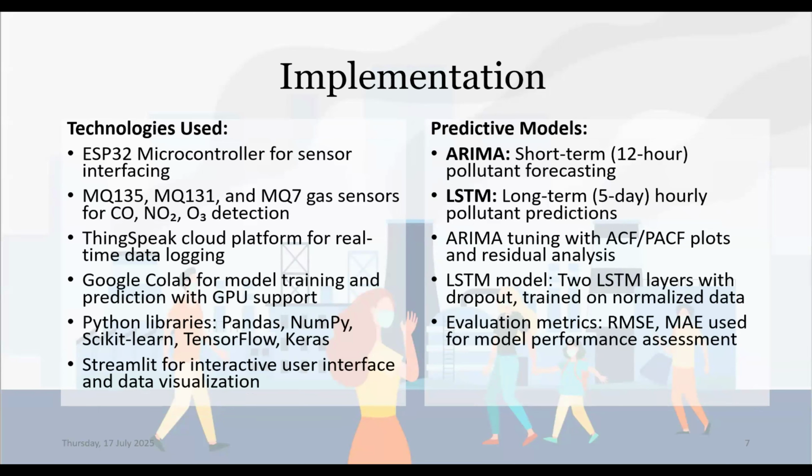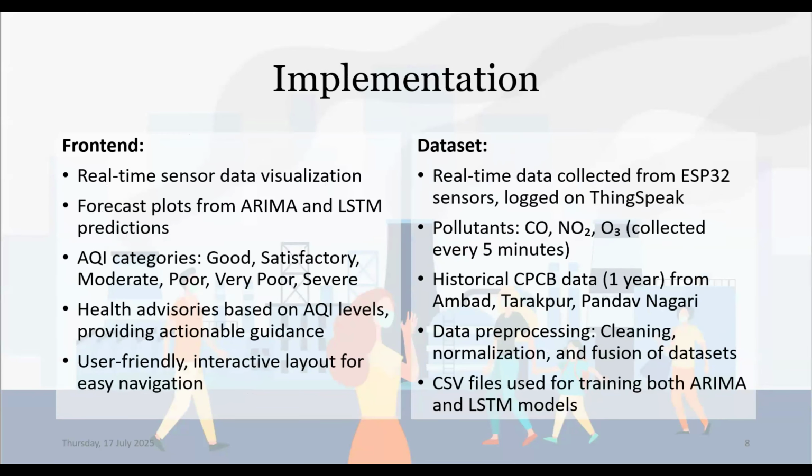Then in the front end, we are doing real-time sensor data visualization and forecasting the plots of ARIMA and LSTM predictions for 5 hours and 12 hours respectively. Then we are also categorizing the air quality as good, satisfactory, moderate, poor, and very poor. And we have represented the color bars which help general users to understand the changes easily. Then we are also issuing health advisories based on these AQI categories and suggesting actions such as use of masks, air purifiers, avoiding external activities, etc.